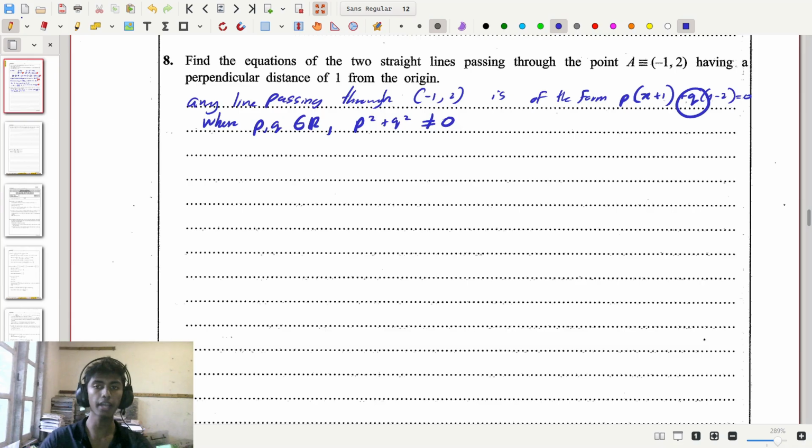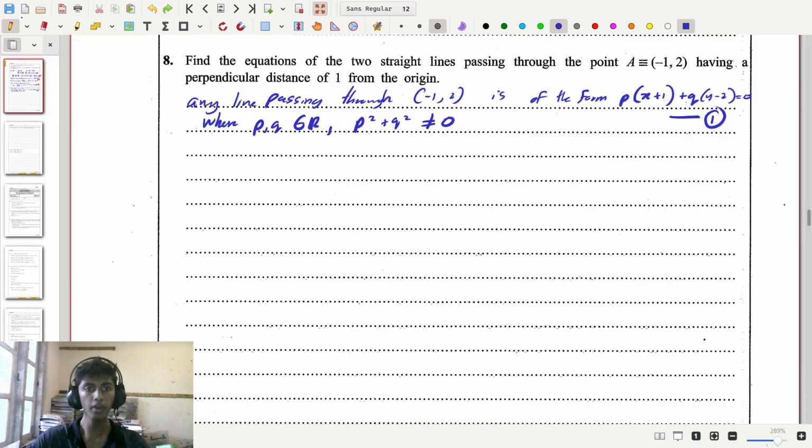Now considering that, we can write this as equation number 1, saying that our lines must be of the form p times (x plus 1) plus q times (y minus 2) equals 0, where p and q are real numbers and p squared plus q squared is not equal to 0. Now, the second bit of information says the perpendicular distance of the straight lines is 1 from the origin.